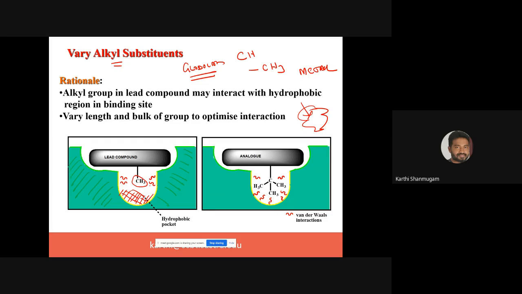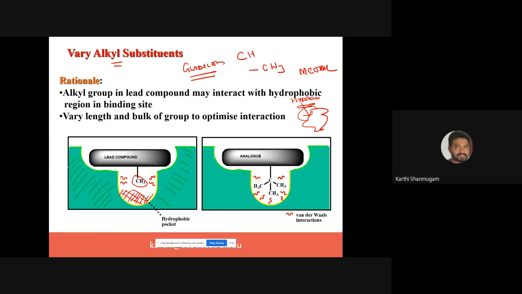I am taking very simple examples, expecting some answer. Is it a hydrophobic region or hydrophilic region, the binding site? Hydrophobic, sir. Yes, the interior part is hydrophobic in nature. So this methyl group, what type of interaction is possible between this binding site and this methyl group? Can we say hydrophobic interaction is possible? Yes, right.